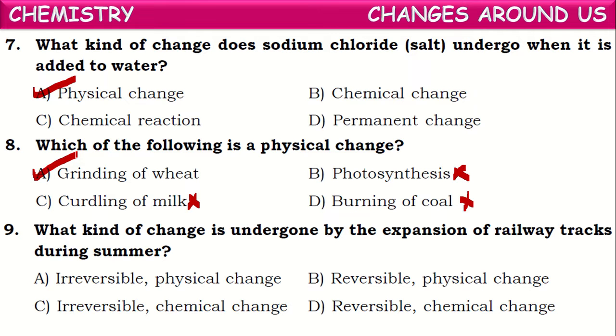Now we can say this change or expansion of these railway tracks is a reversible change, or it is just a physical change, because even after expansion its chemical composition does not change. So it is a reversible change as well as a physical change. Here it is. It is correct. Okay, next.